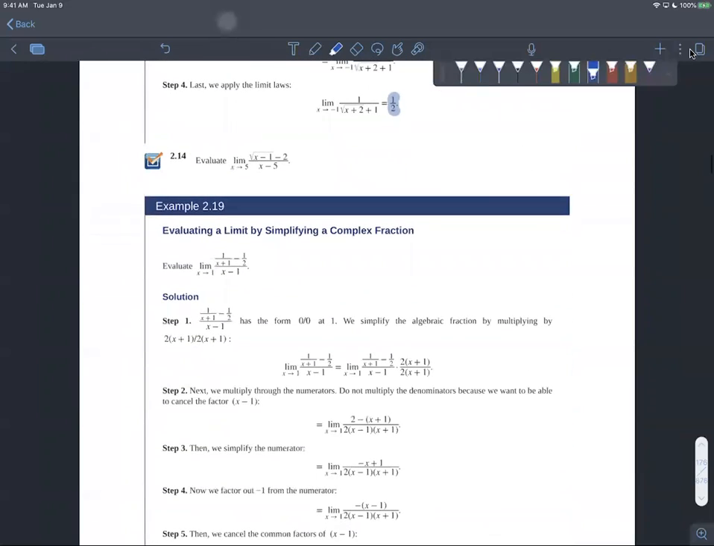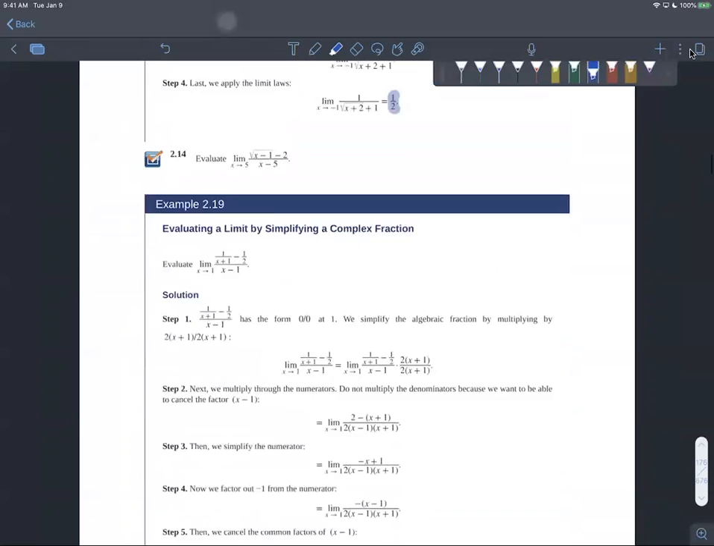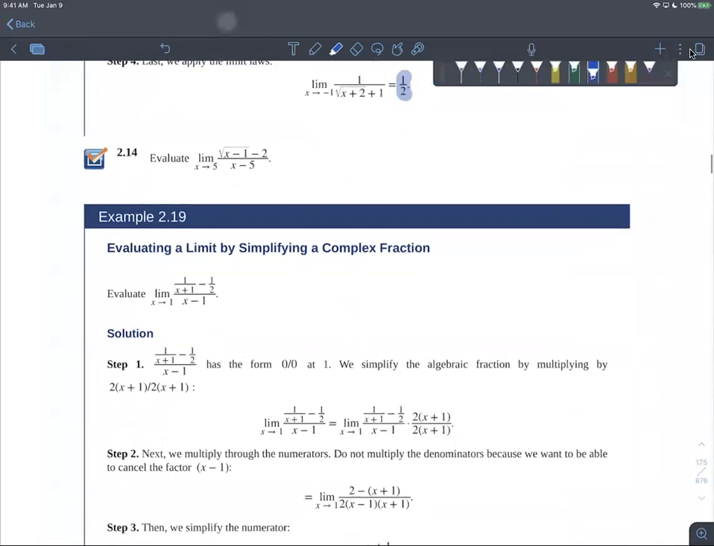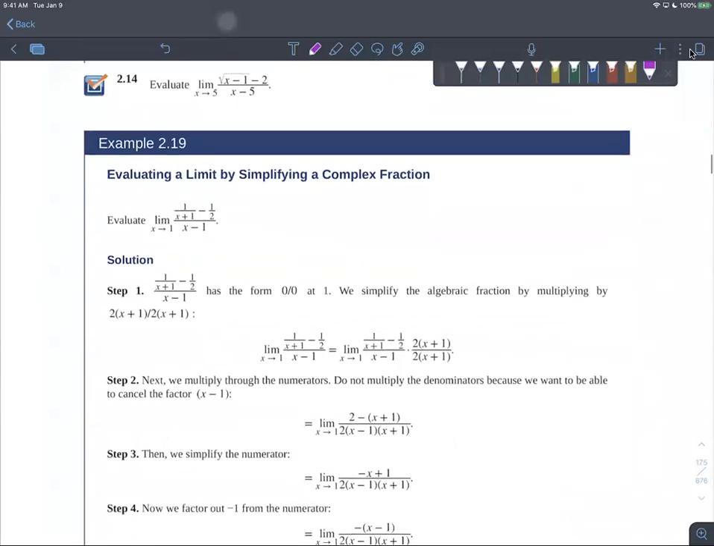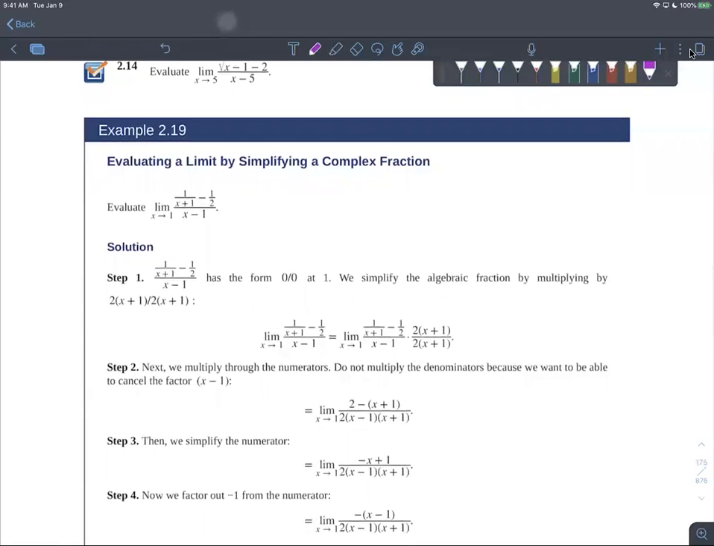So, evaluating a limit by simplifying a complex fraction. This is a complex fraction, where you have a fraction inside of a fraction. In the numerator, you have fractions, and so we'll simplify this. In the solution, the first thing they do is notice that this has the form 0 over 0, an indeterminate form, at 1. If you were to do direct substitution, you would get 0 over 0. So this needs to be simplified.